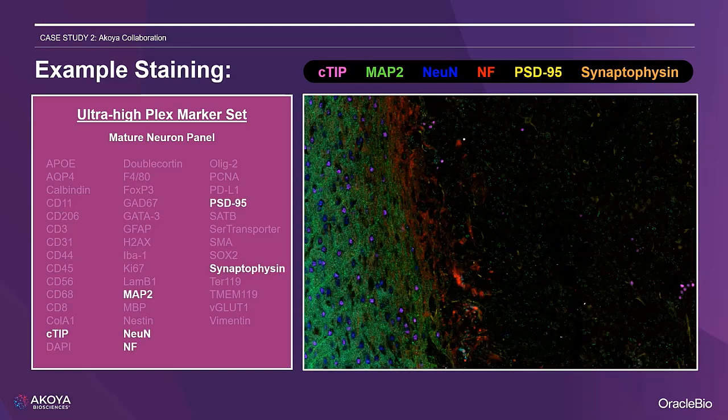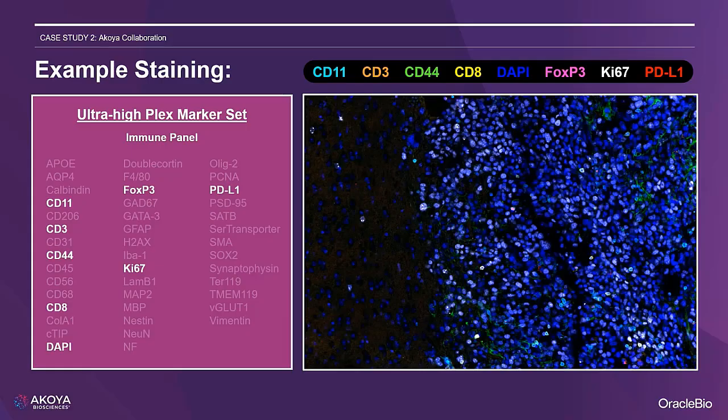The neuron panel wasn't used for the analysis we performed, but these markers could be used to identify the mature neuron population and to perform similar phenotyping as before with the microglial cells to assess their activation state. Finally, the immune marker set was used to identify immune cell subsets such as T cells, and it was used to look for expression of markers such as PD-L1, FOXP3, and Ki67.